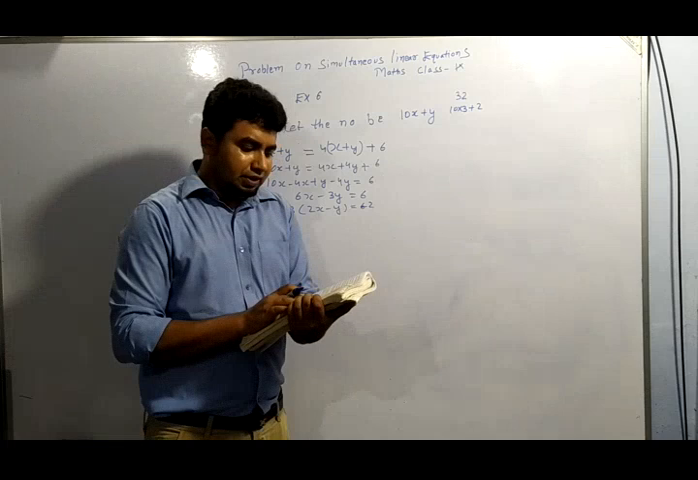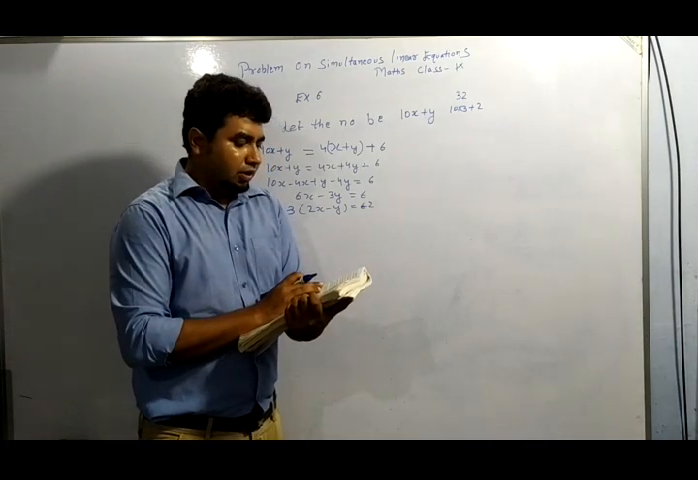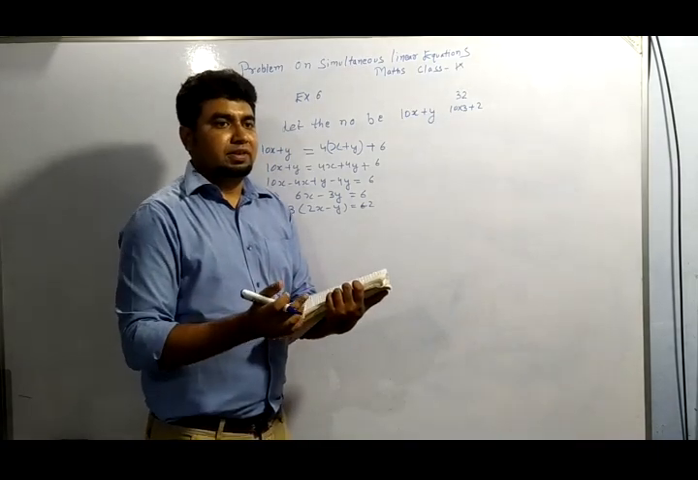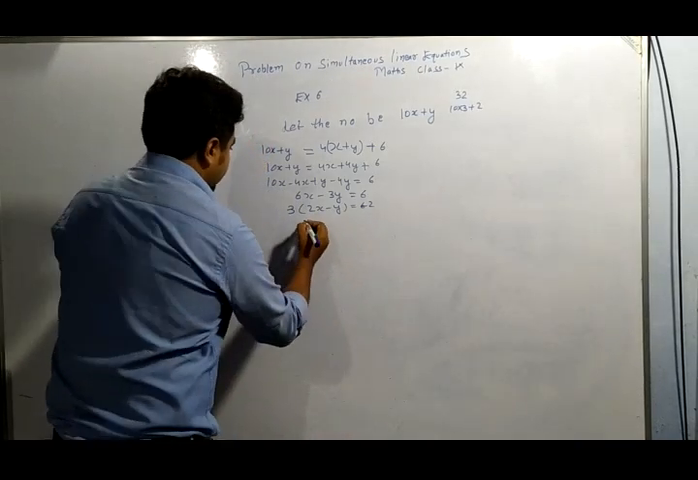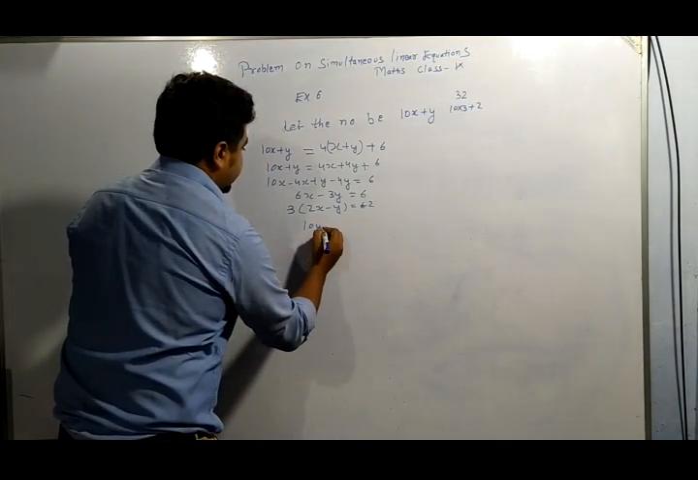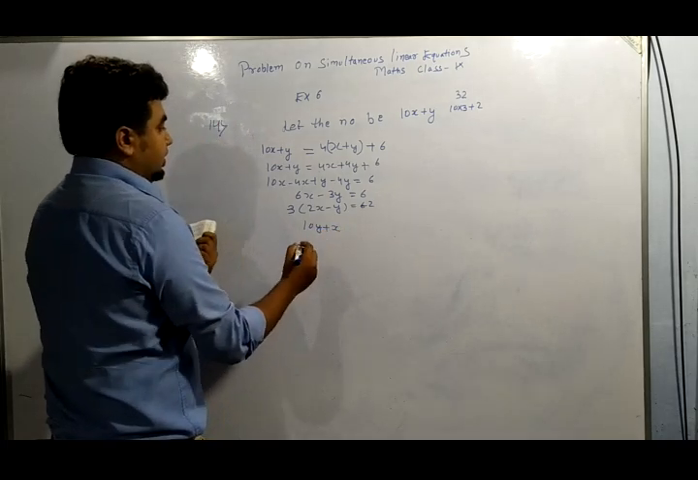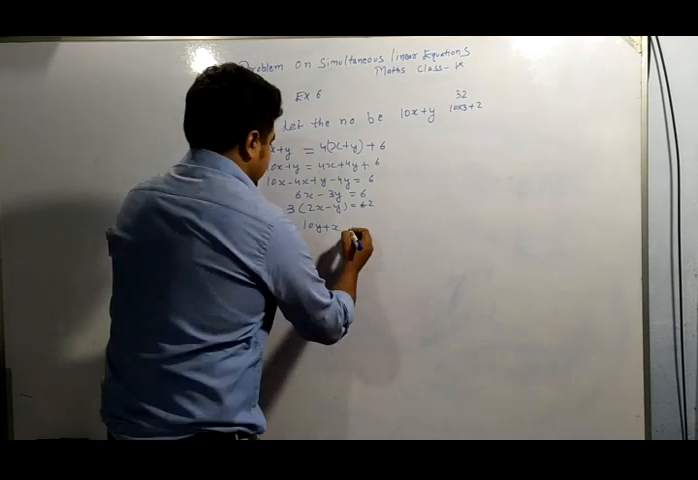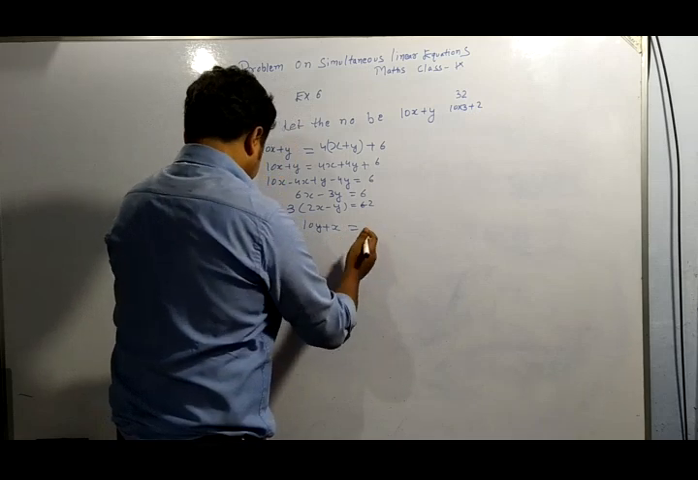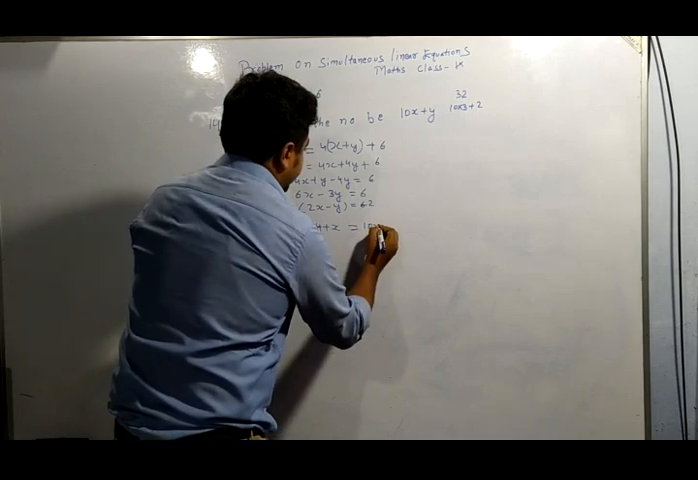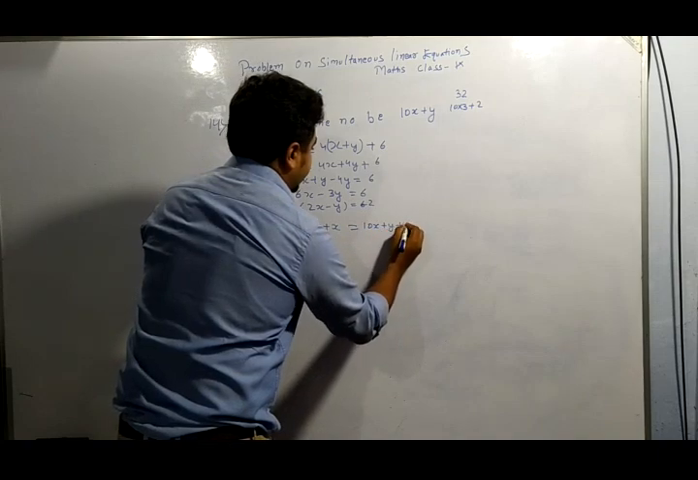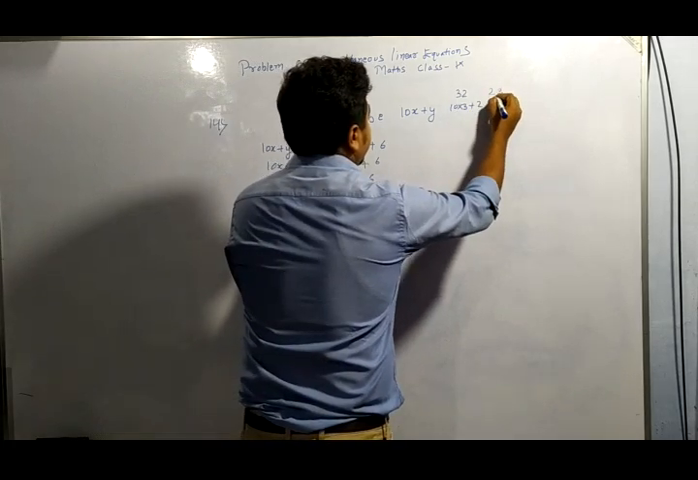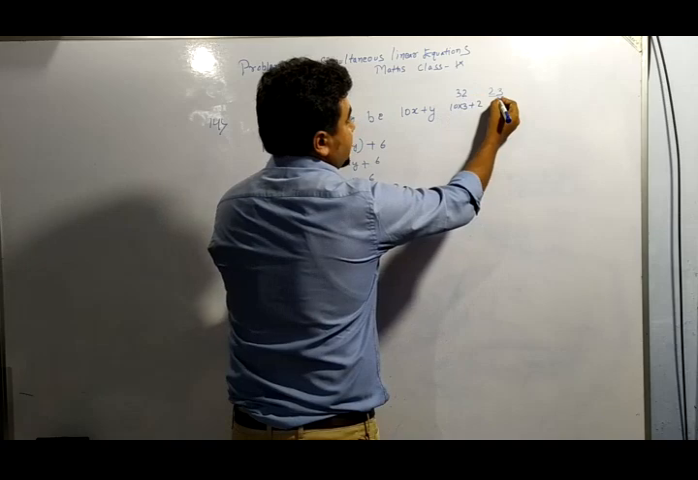Now the second equation is, it is increased by 9 on reversing its digits. So the number is increased by 9. Number is increasing by 9 means 10y plus x will be the reversed number, and it is the original number 10x plus y plus 9. If I say 32, then the reversed number is 23. So this number is more than this number by 9.